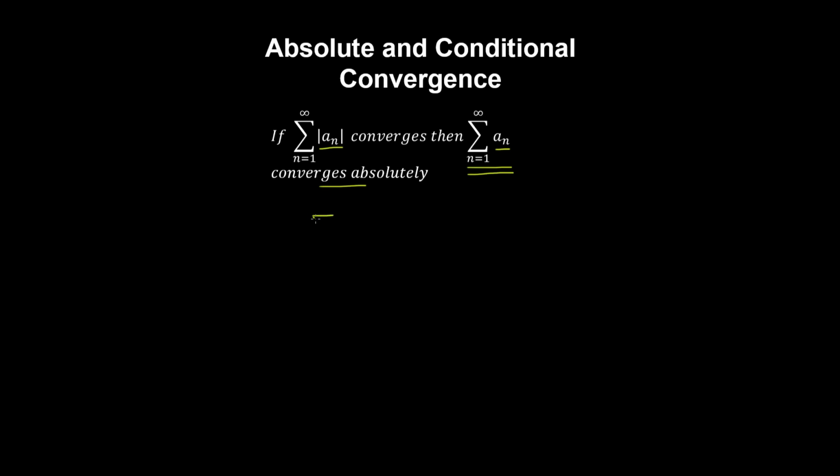So for example, if we consider this alternating series, then we designate this term as an, and this term here we designate as bn, which is the absolute value of an. And therefore, we can check if the series bn converges, and if it converges, then this series here converges absolutely.